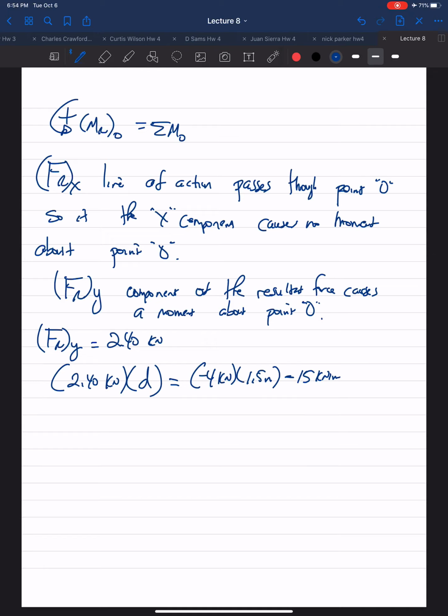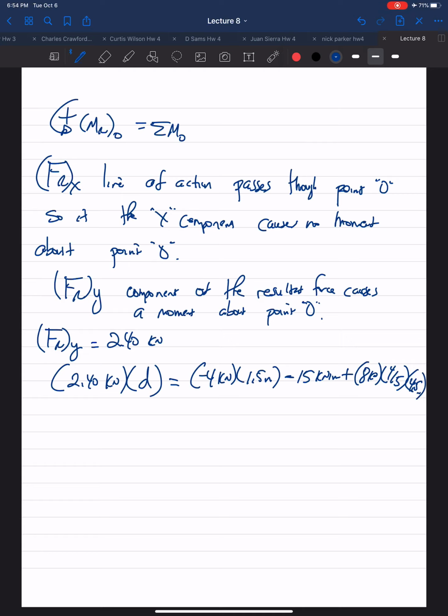The vertical component of the 8 kilonewton force causes a counterclockwise positive moment, so we have to take that. So that's 8 kilonewtons times the vertical component, which is 4/5, times the perpendicular distance, which is 4.5 meters.